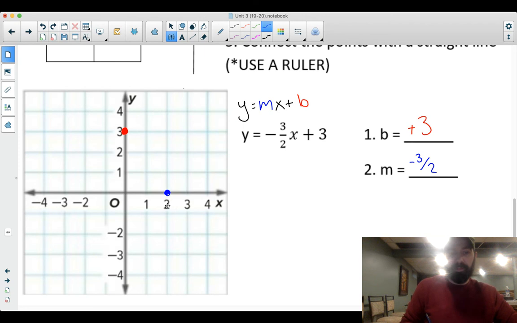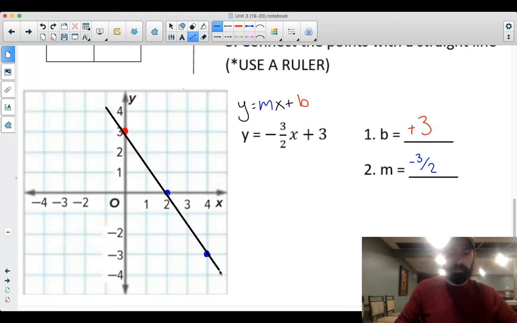I can do it again. Count again. 1, 2, 3 down, negative 3, and over 2. And that gives us 3 points to graph on this line. I'm going to pick a line here. There we go. And we are going to connect our 3 points. There you go, as best as you can. Sometimes it might not be perfect. And don't forget that when we draw a line, it goes on forever in both directions, so we add arrows. Now that's how we graph an equation.